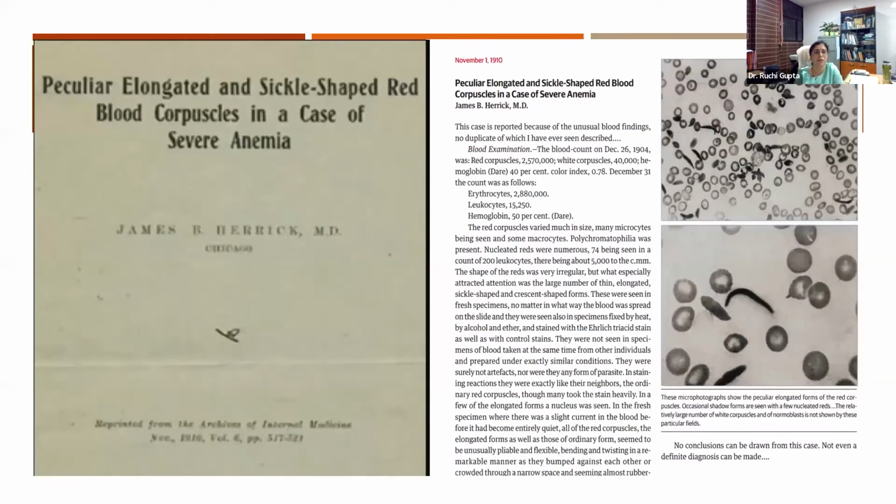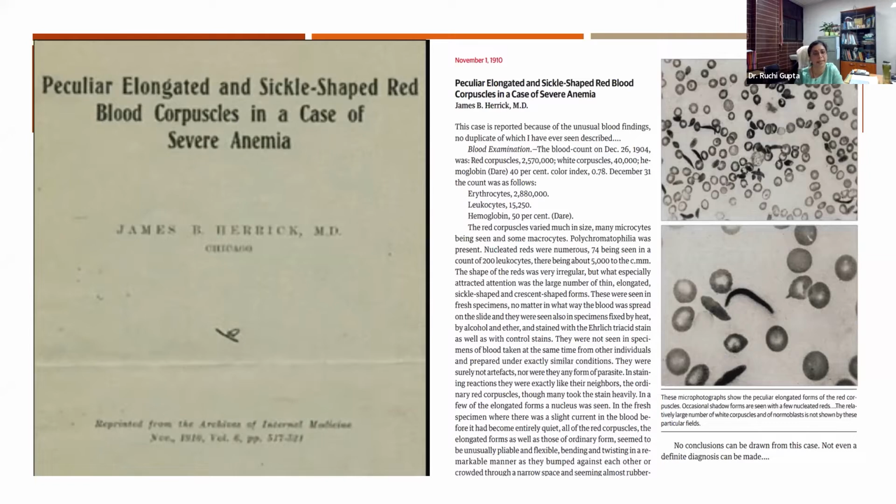For people who do not know, the sickle cells were first described way back by Dr. James Herrick in 1910, when he said that he had seen something which had never been described before, and that was sickle-shaped cells in a young male. And then it took almost 2 decades for them to identify; it was Dr. Ingram who identified that the sickle cell is a consequence of a mutation in the beta globin gene.